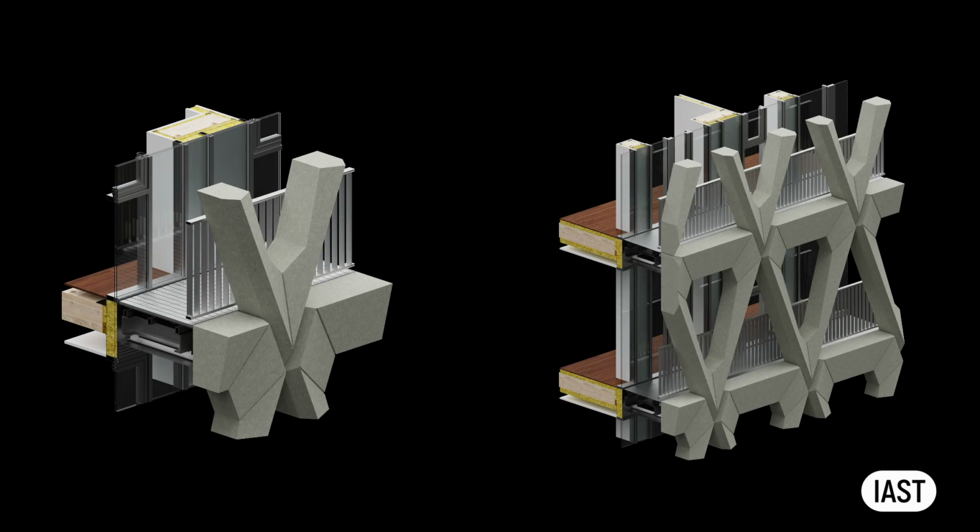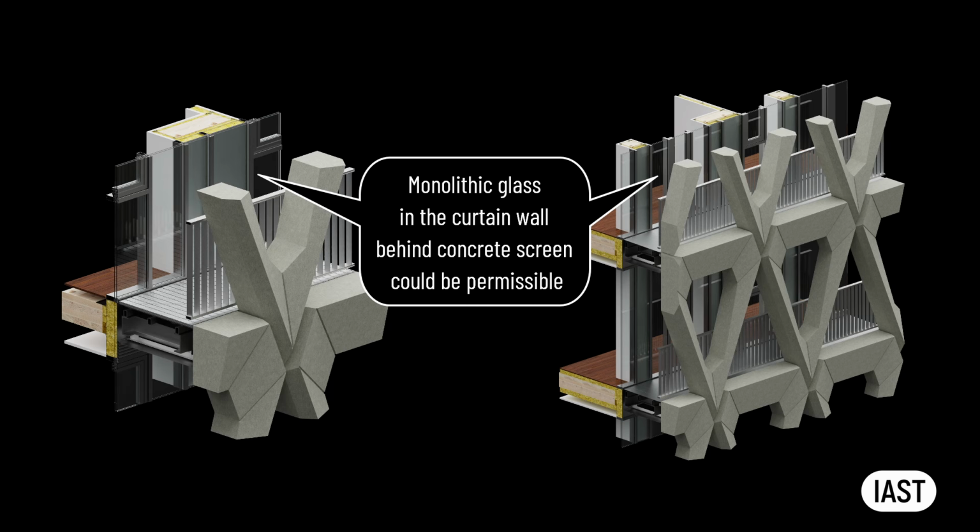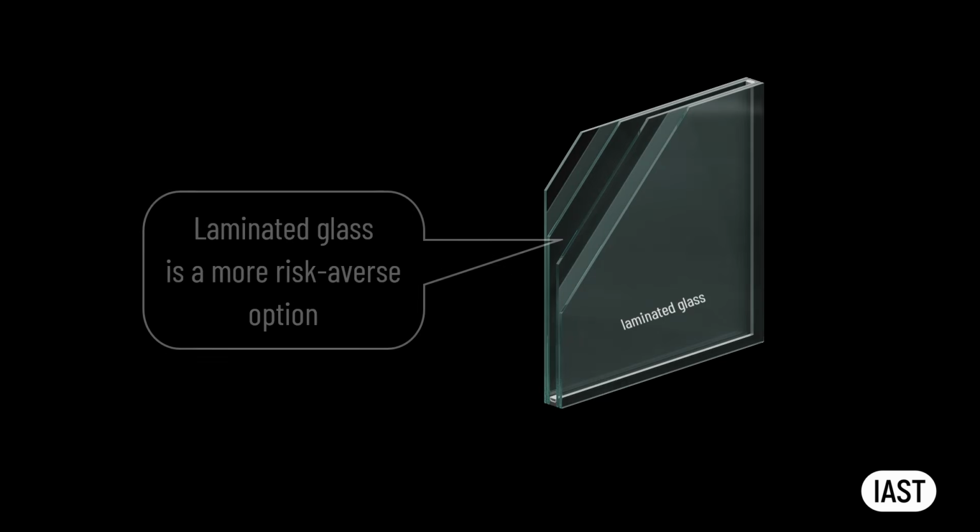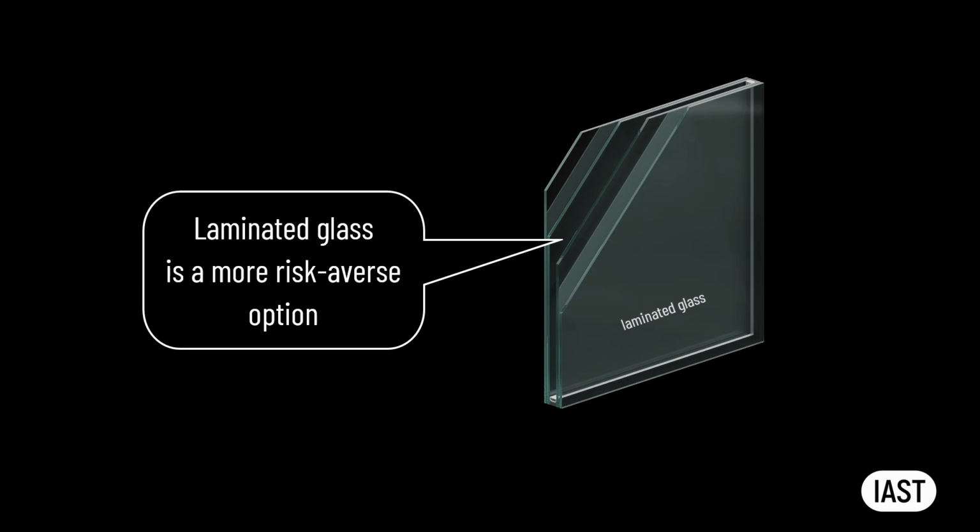There is one scenario when the use of monolithic toughened glass could be deemed permissible if used externally. It may be permissible to use monolithic heat-soak tested toughened glass externally in the curtain wall behind the concrete screen. In case of breakage, small pieces of glass will fall onto balcony decking. The risk of injuries to the public on the pavement below is minimal. In all application areas, the use of laminated glass internally and externally would be a more risk-averse option.